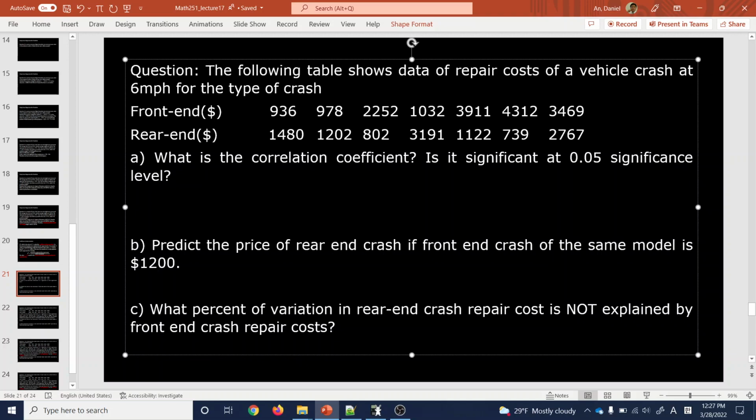So you go to Stat, Edit, put in values. List 1 would be the front end cost. List 2 would be the rear end cost. I'm giving you a head start, so you should answer before I do.